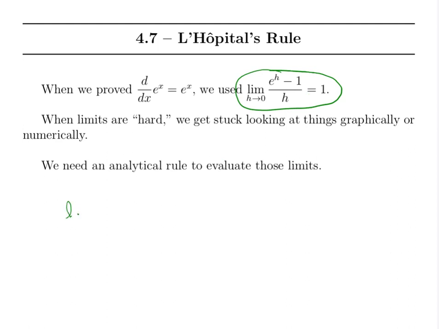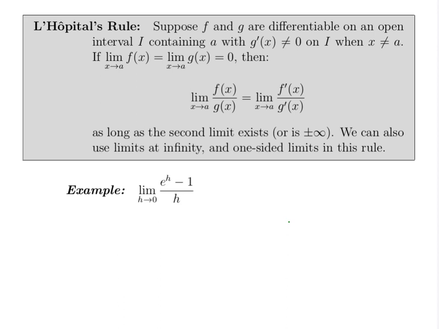The key here is that when we look at this limit as h goes to 0 of e to the h minus 1 over h, if we start plugging things in, we get this indeterminate form. And indeterminate form limits are hard. That's essentially what we're going to deal with. We're going to look at these indeterminate form limits and see how we can sneak through them a little bit quicker. This is our rule.